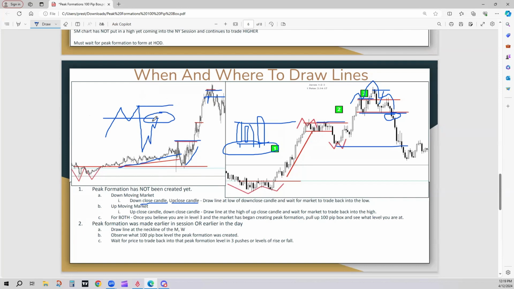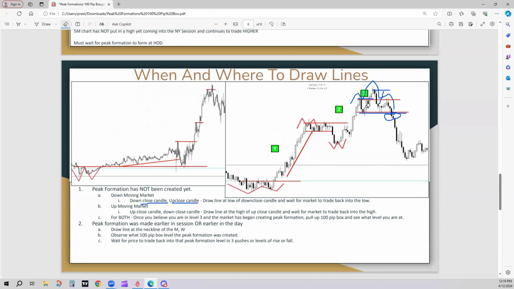Now, this is where the 100 pip box starts to come in. This is how you use or can use the 100 pip box. It has different functions. It has different uses right here. Observe what 100 pip box level that peak formation was made at. So let's say that this M has already been created. I would pull up the 100 pip box and look, maybe this is double zeros. Maybe this is 50. But what level on the 100 pip box was this created at? Because that might give me a strike level. See where they've been trapping volume. Where were they trapping above or below the 100 pip box level for me to get in at that level?